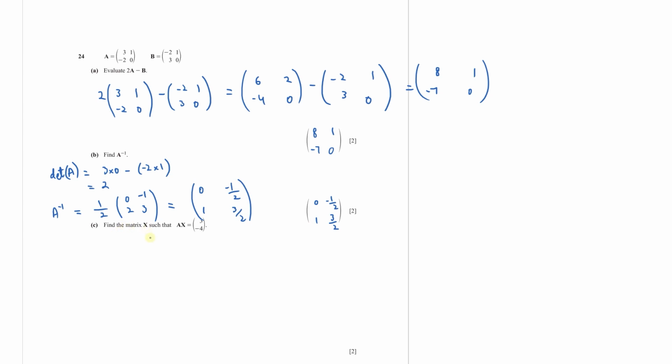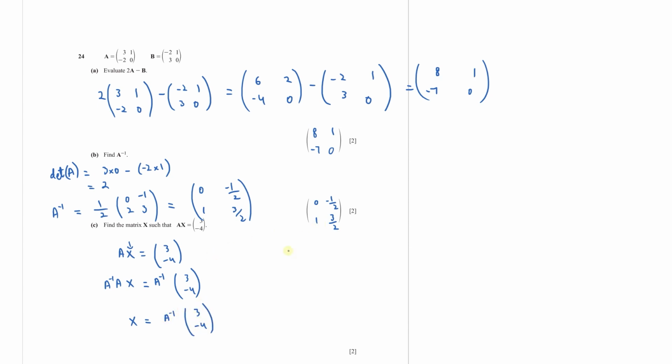Part C is find the matrix X such that AX is 3, minus 4. So AX equals 3, minus 4. And since I have to find this matrix X, I will have to eliminate A. So I can multiply by A inverse on both sides. So this will be like this, A inverse into A into X. And since I'm multiplying on the left, I will multiply on the left here as well. 3, minus 4. So A inverse multiplied by 3, minus 4. So this A inverse A is just the identity matrix. So I'll be left with X equals A inverse into 3, minus 4.